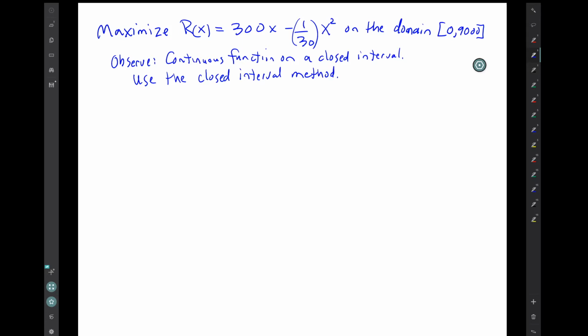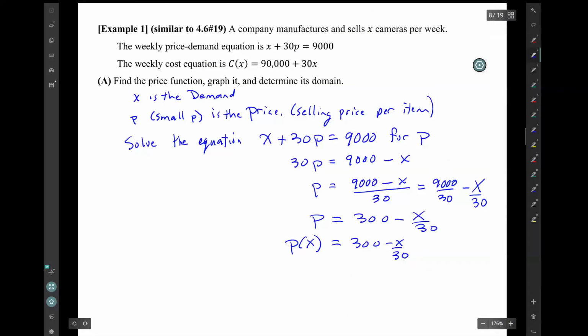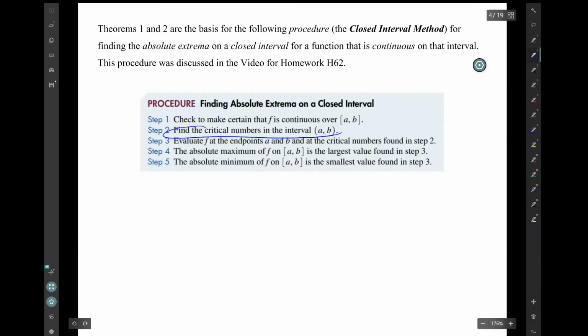Let's review what the closed interval method says. We're going to find the critical numbers in that interval, and then we're going to make a list of the important x values, the endpoints of the interval, and the critical numbers, and we're going to evaluate the function. We're going to find the values of the revenue at all those important x values. And we're looking for the absolute max, and we'll just find the greatest y value on that list.